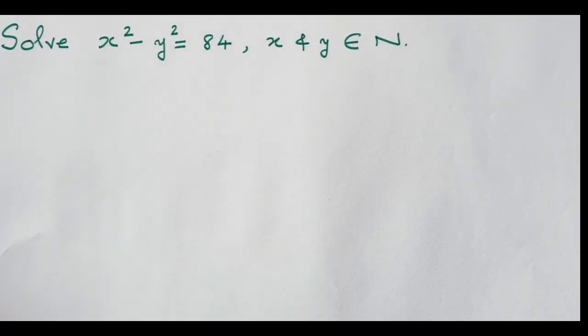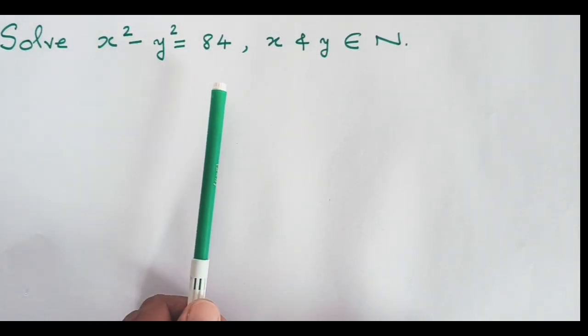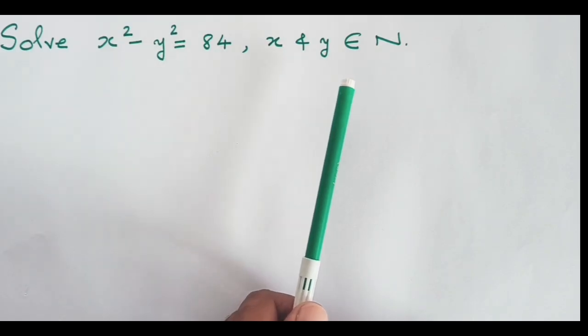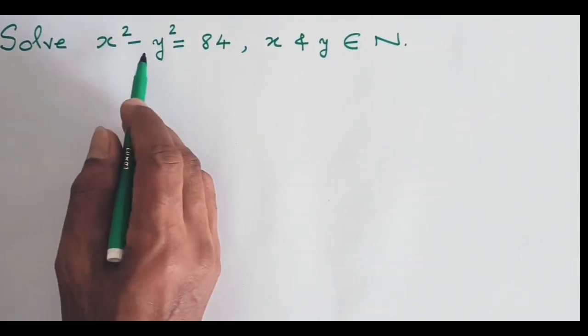In today's video, we are solving a special equation from algebra, which is a key segment of all highly competitive examinations. The equation to be solved is x squared minus y squared equals 84, where x and y are restricted to be set of natural numbers. See, generally when you have one equation with two variables, there are infinitely many solutions. But in this case, since x and y are restricted to be positive integers, we will have only a finite number of solutions.